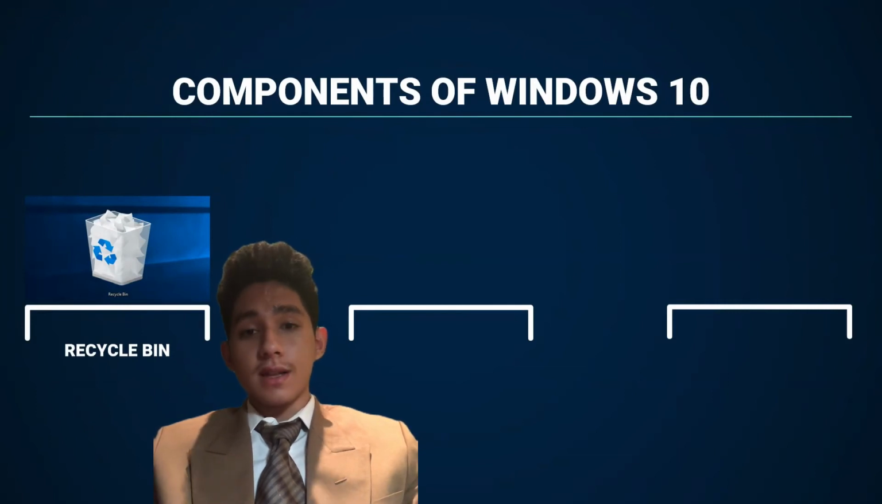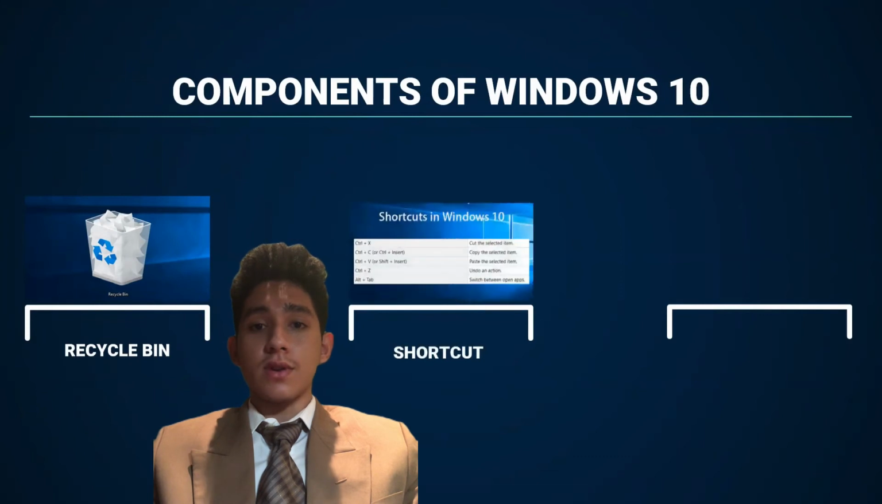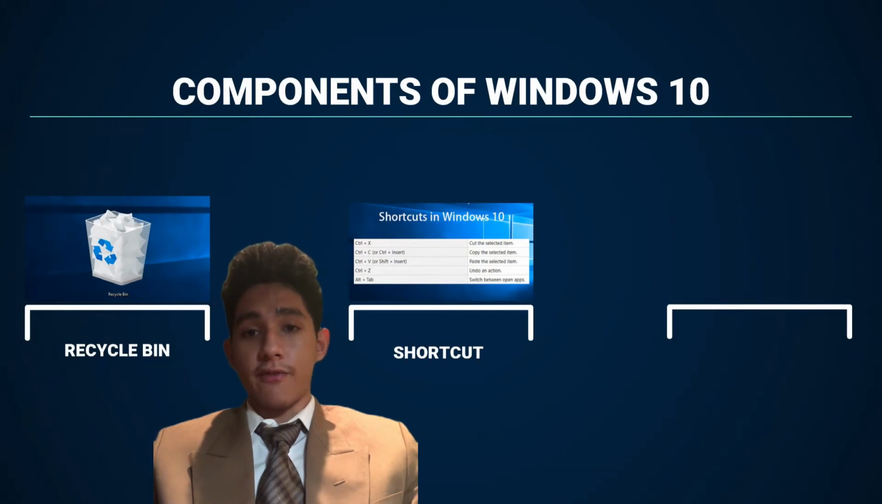Shortcut. Shortcut is an icon that points to a program or data file. Shortcuts can be placed on the desktop or stored in other folders. And clicking a shortcut is the same as clicking the original file.